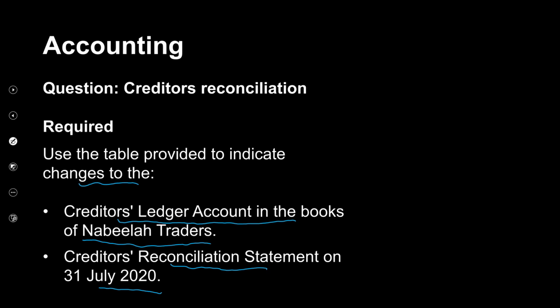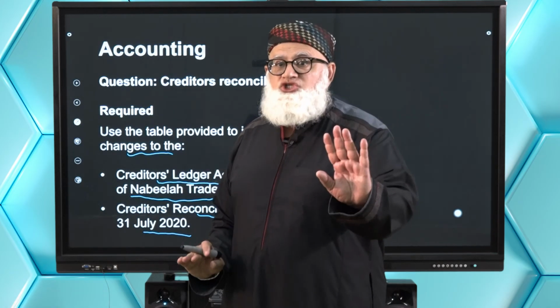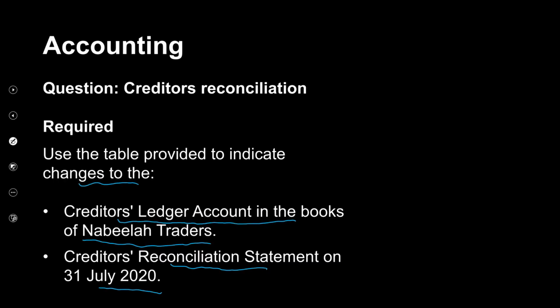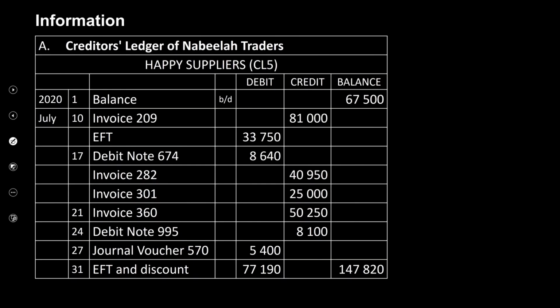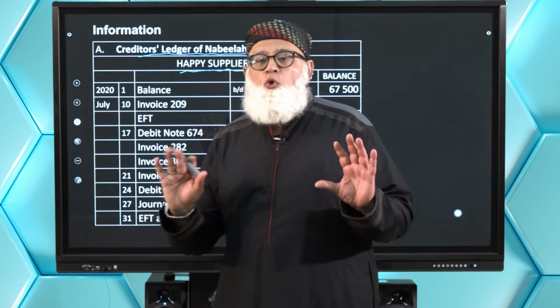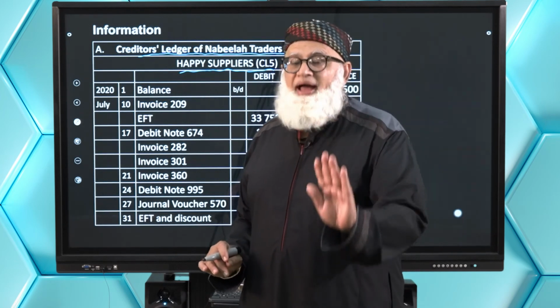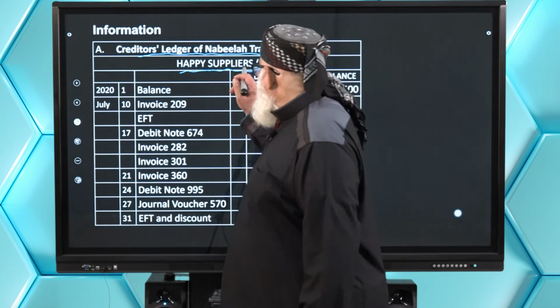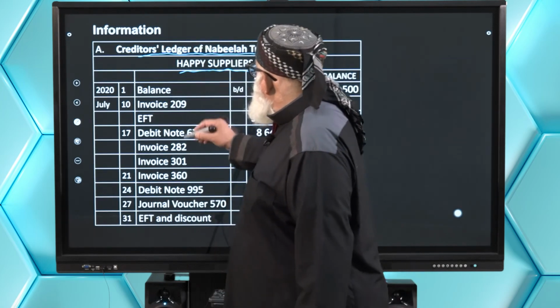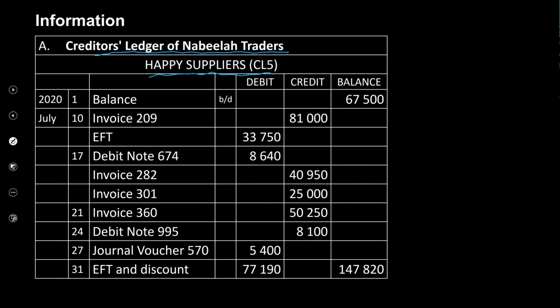So understand this here. What are we doing? We are reconciling the account, and here's the information that we have. Here's the creditors ledger of Nabila Traders, and the creditor that we are dealing with is Happy Suppliers. So clearly you can identify who we're dealing with. We are Nabila Traders. Who are we dealing with? We are buying goods on credit from Happy Suppliers. So here's the information in my creditors ledger, right?